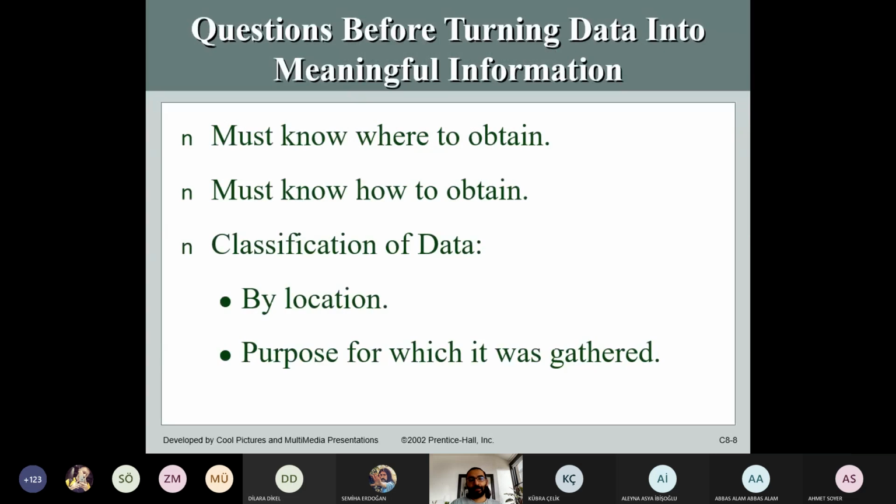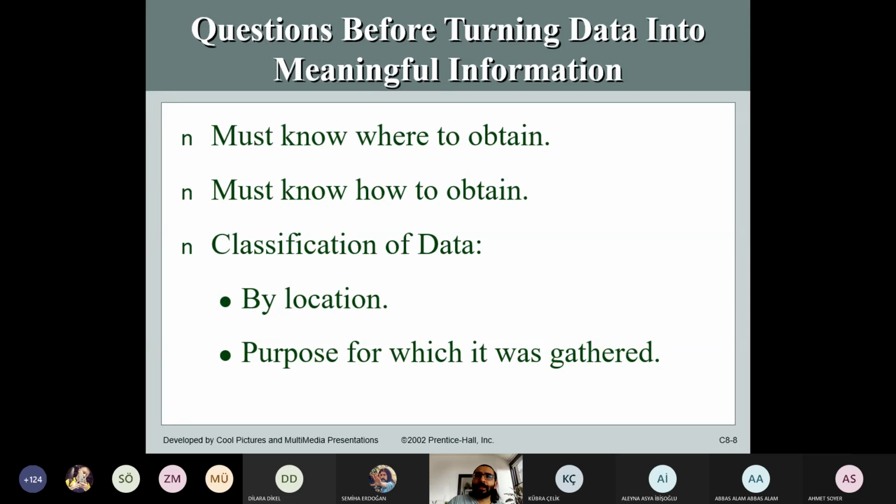You know what kind of questions exist before turning that data into meaningful information. You need to know where to obtain that data, how to obtain that data, right? I mean, these are important questions. Sometimes there are some companies who collect this data, some research companies. For example, you go ask them, give me some numbers, collect this data for me, and they do that.